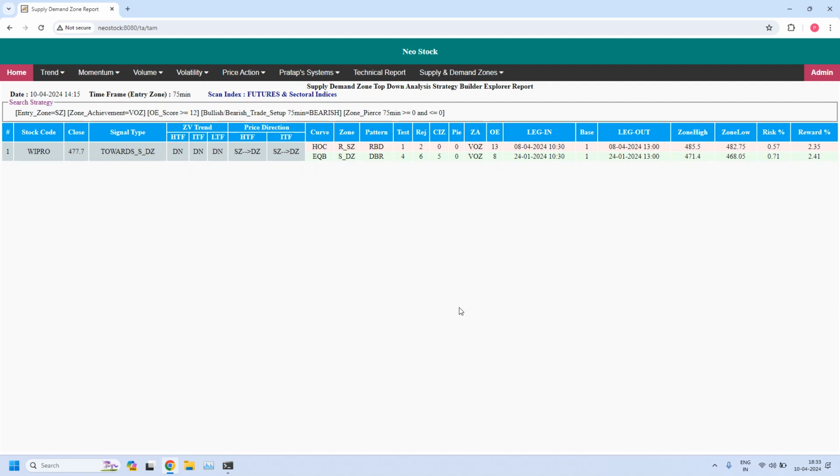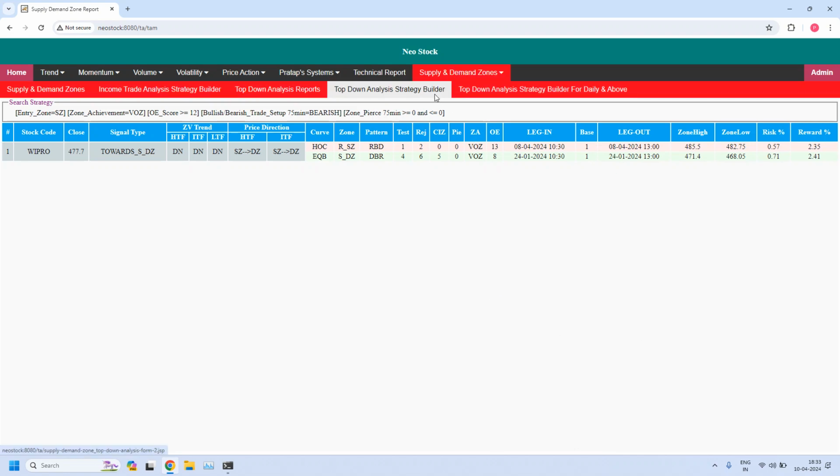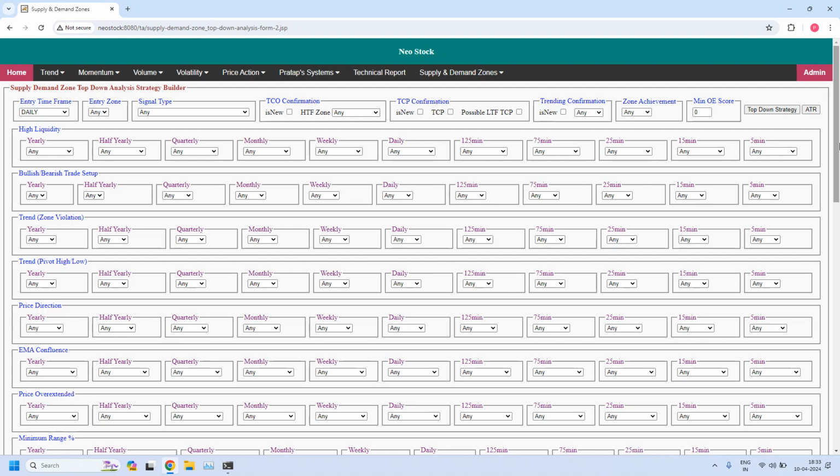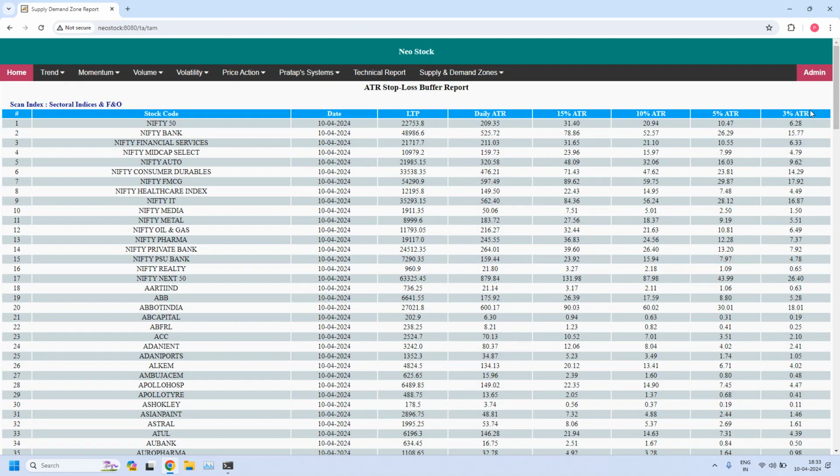In the last report, let us generate the stop buffers based on the daily ATR. So using this daily ATR, let me generate the report. So this column is having a daily ATR, and 15% ATR should be used for monthly income trade, and 10% ATR should be used for weekly income trade.